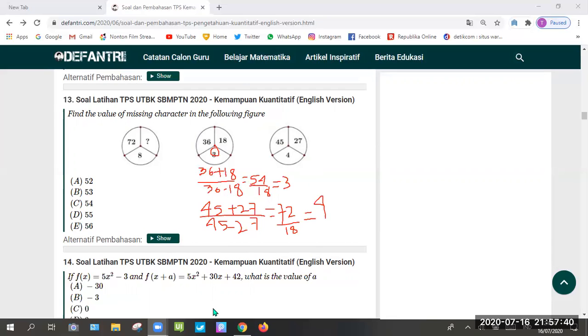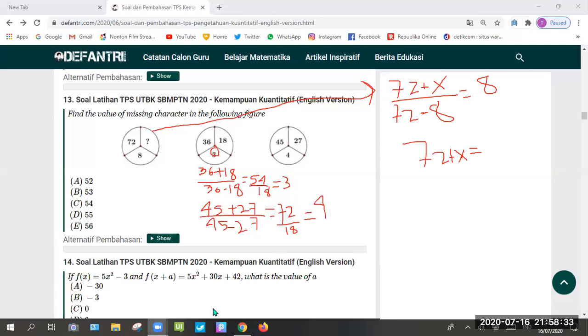So we do the same thing. 72 plus x per 72 minus x is 8. Okay, it's 8. So the x, wait a minute, let me check my phone. And then, oh yeah, it's 72 plus x equals 8 times 72 minus 8x.